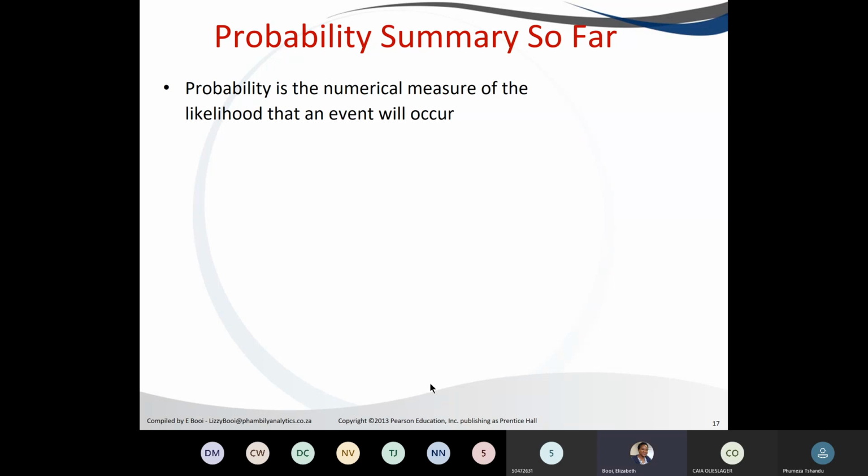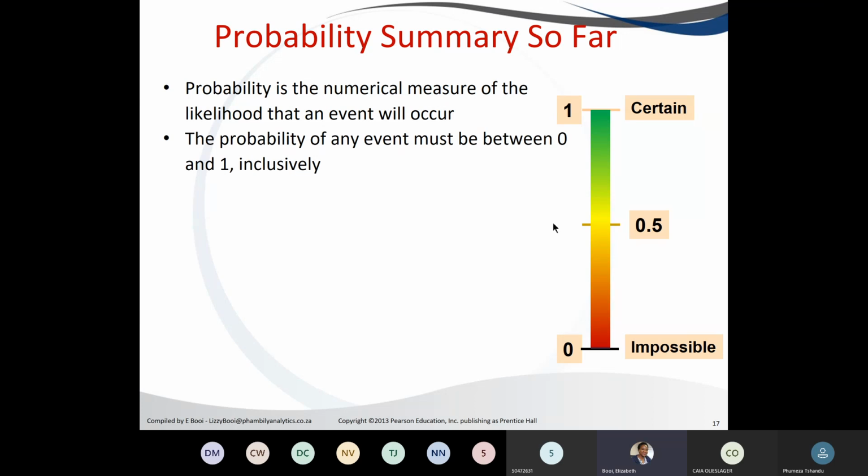So what have we learned so far? That a probability is the likelihood of an event happening. I must also emphasize this: probabilities are between 0 and 1. You cannot get a probability that is bigger than 1 or less than 0. It is a numerical measure, which is represented as a proportion.